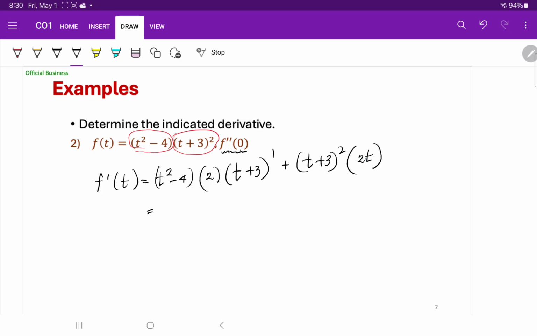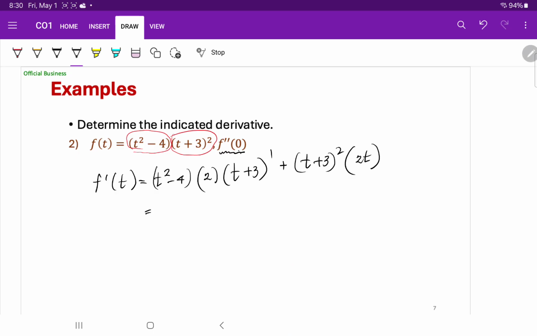Now in simplifying, we look for any common factor. So what's common? We have t plus 3. Now look, you can also simplify first before you get the second derivative. But let's try first factoring out the common factor.